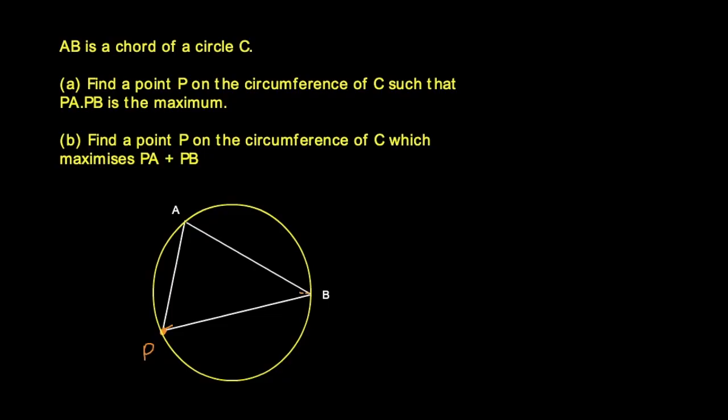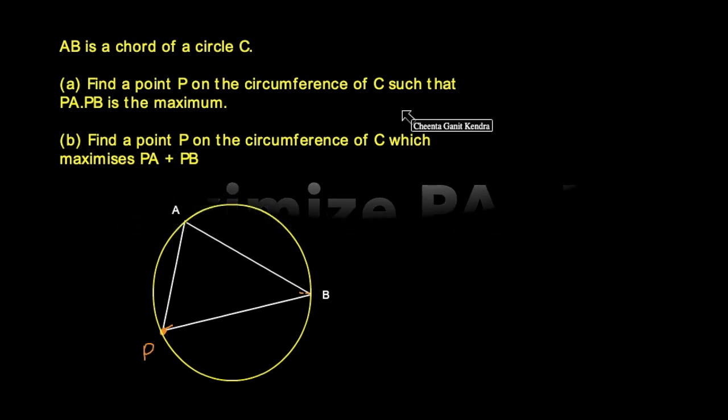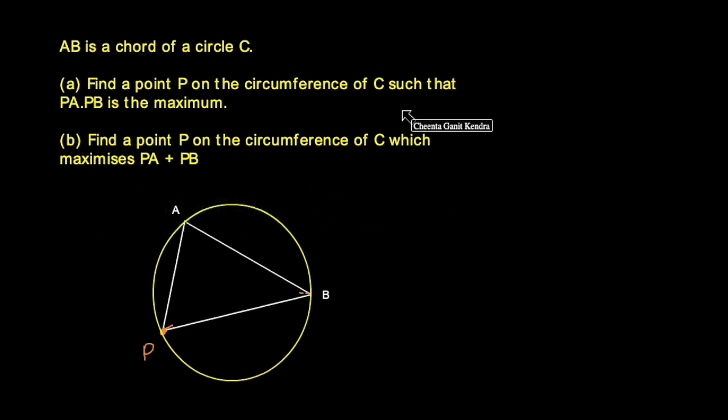Hello, this is an interesting geometry problem from ISI Entrance. It says that AB is any chord of a circle C, and we want to find a point P on the circumference of the circle such that PA times PB is the maximum, and a point on the circumference which maximizes PA plus PB. So there are two things that we want to maximize.